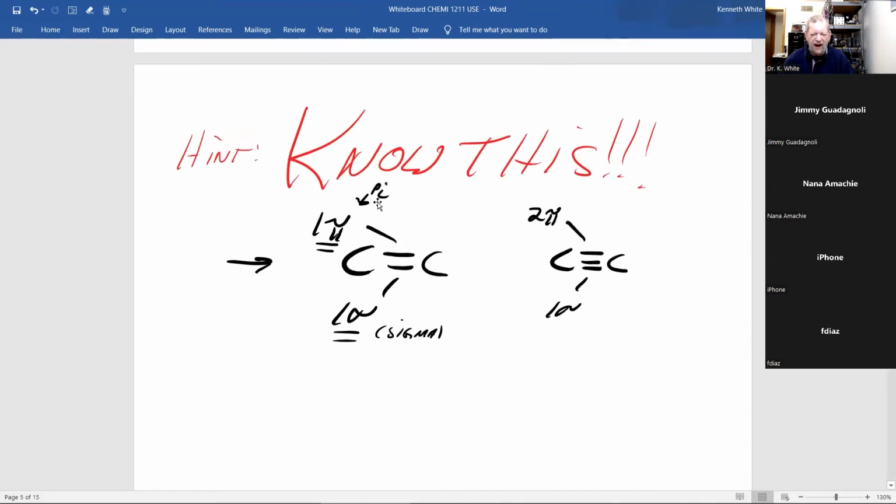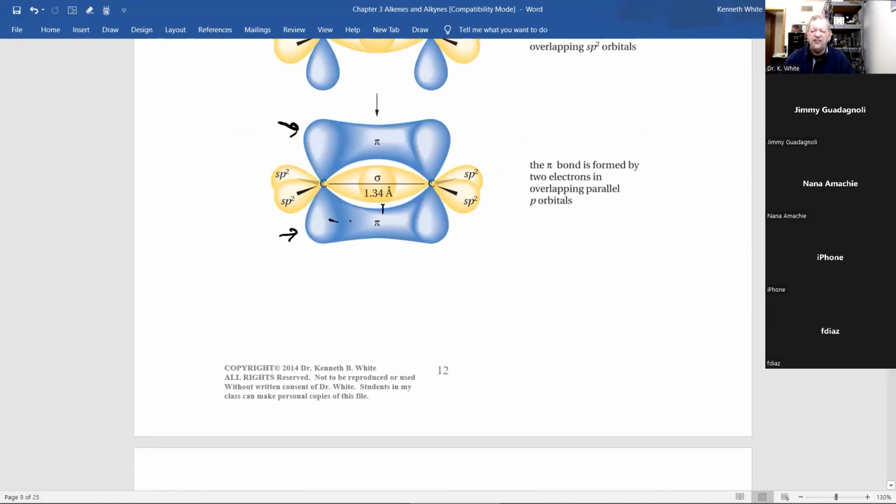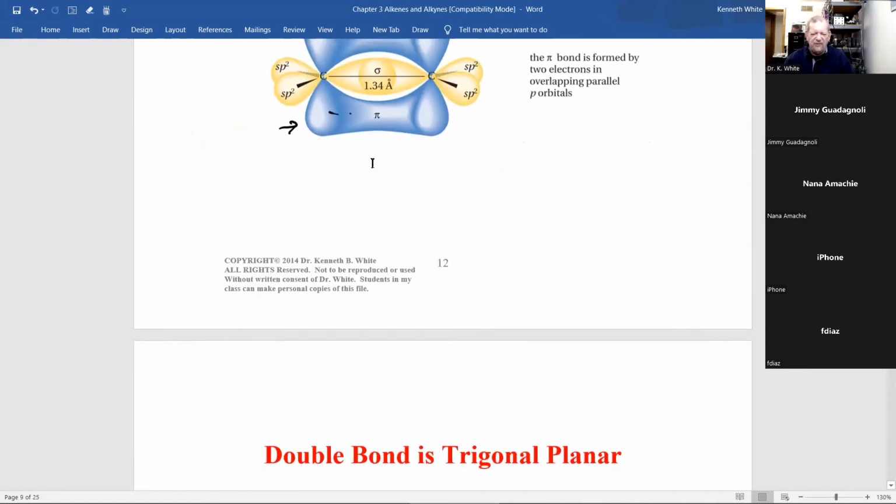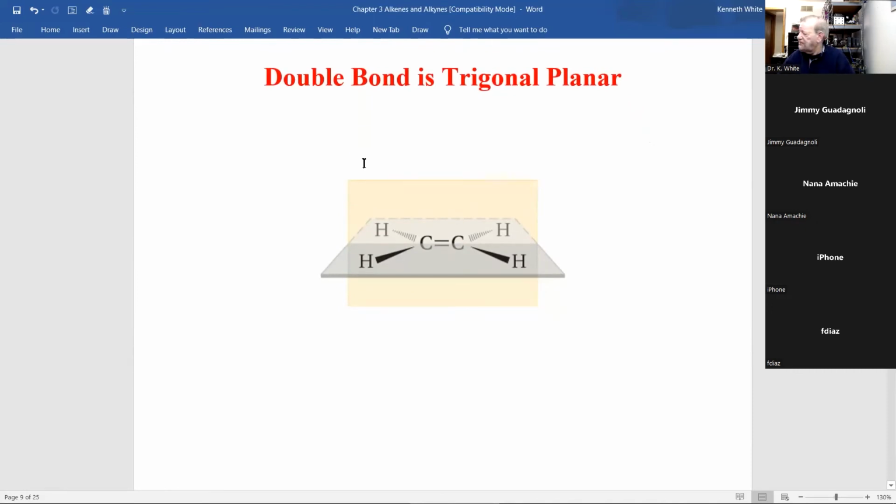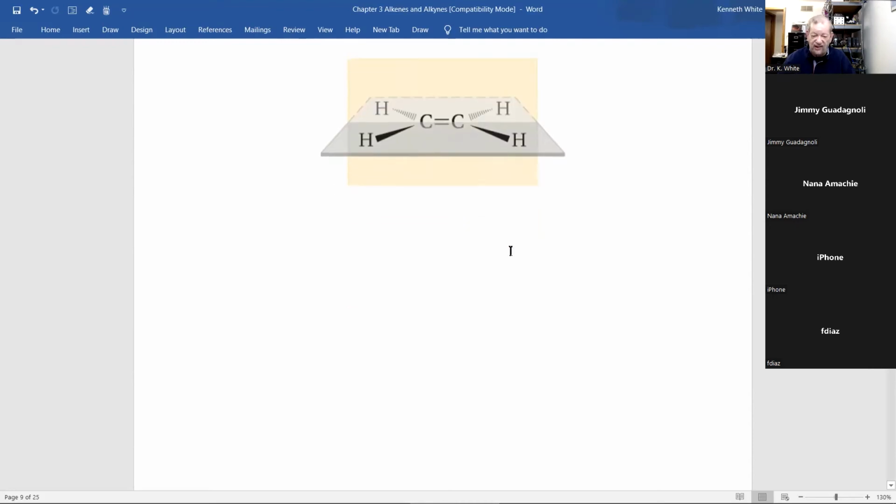All right, so double bond, 1 pi bond, 1 sigma bond. Now, because of this overlap, they're stuck. They can't rotate like a carbon-carbon single bond. And because of that, the shape of a double bond is called trigonal planar. Planar means it's flat in a plane like a piece of paper, and the angles here between the 2 hydrogens and the carbon double bond are always the same. I think that's 120 degrees, like I said earlier.